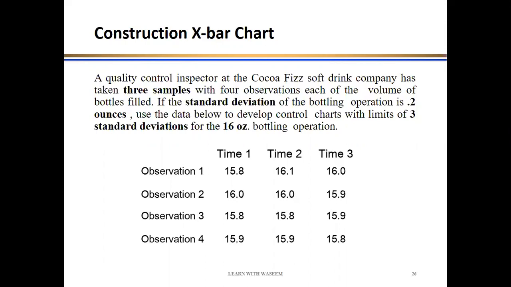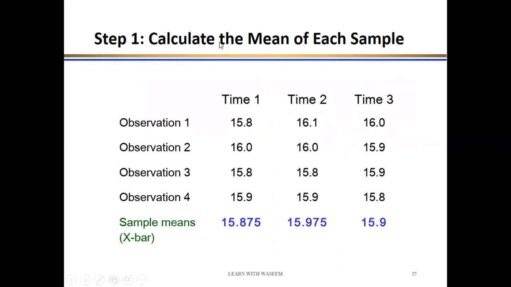The first step is to calculate the mean of each sample. We have 2 methods that can be used for making the control charts. We will discuss each of them one by one. Let's talk about the first one.